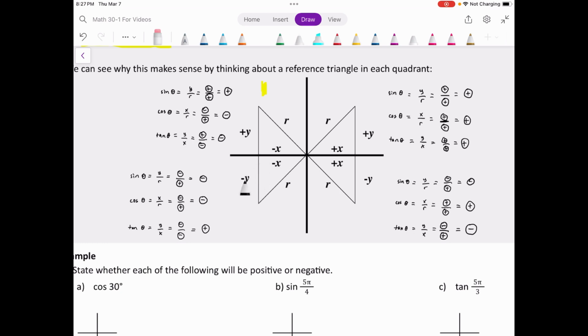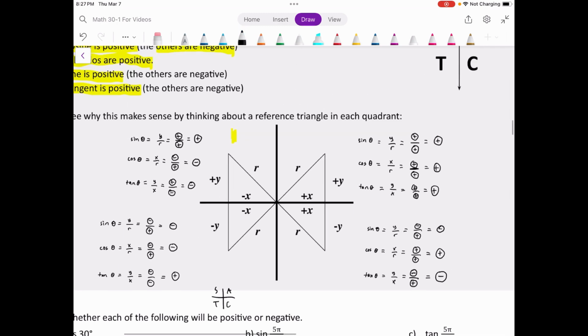Tan is y over x, opposite over adjacent. So we've got negative y divided by negative x. Negative over negative gives us a positive. And that's why in our CAST rule, only tan is positive in the third quadrant. Because a negative over a negative, a y over an x, will give us a positive when both y and x are negative, like they are in the third quadrant. And you can see where this is headed, right?